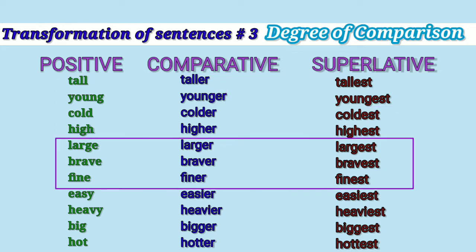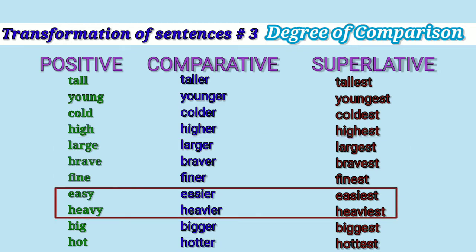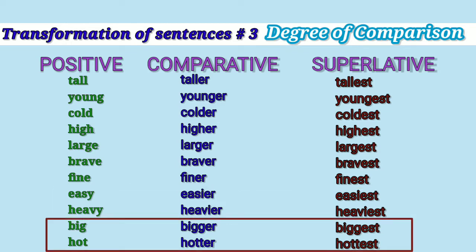Positive form already has e at the end. We just add r for comparative and est for superlative. If positive form has y at the end, that will change to IER in comparative and IEST in superlative form. These examples have one syllable, vowel and then consonant at the end. To make comparative form, consonant is doubled and ER is added, and for superlative form, consonant is doubled and EST is added.